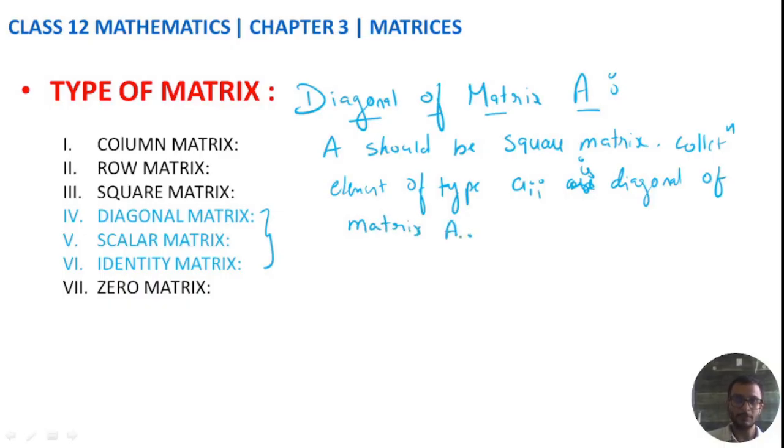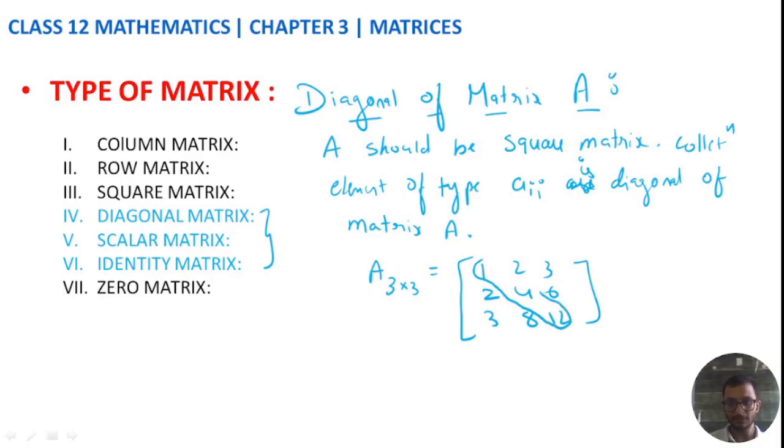I will give you one simple example by which you will be able to understand it. So suppose I am taking A as a 3 cross 3 matrix, say 1 2 3, then 2 4 6, then 3 8 12. Then what will be the diagonal of this matrix? As this matrix is a square matrix, we can talk about its diagonal. So 1 4 12 is called the diagonal of matrix A. Okay, you got it, what is the diagonal of a square matrix A.